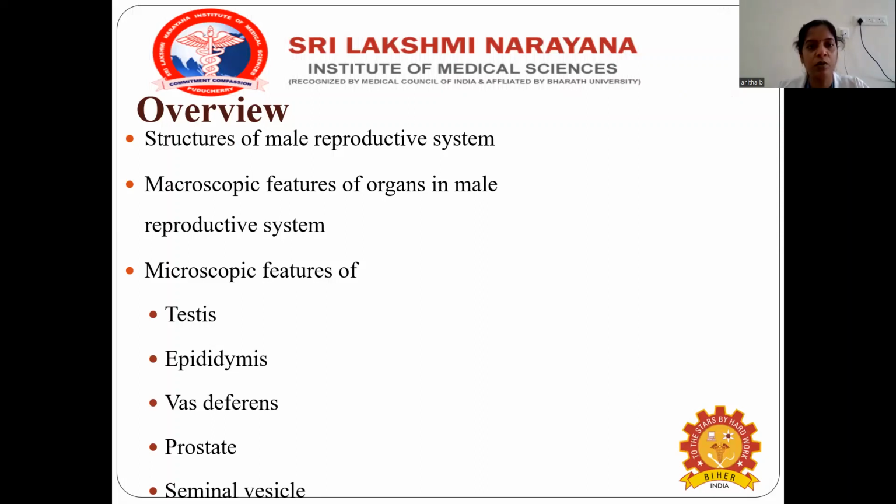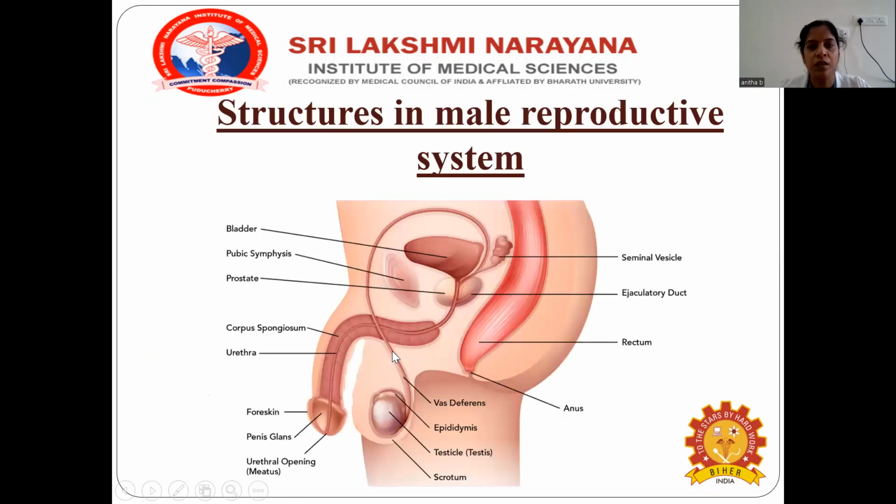Then we are going to see about the microscopic features of organs in the male reproductive system. So these structures only we are going to discuss today. They are testis, epididymis, vas deferens, prostate, seminal vesicle. So these are the things we are going to see now. First, before going to the microscopic features, we will see what the structures in the male reproductive system are.